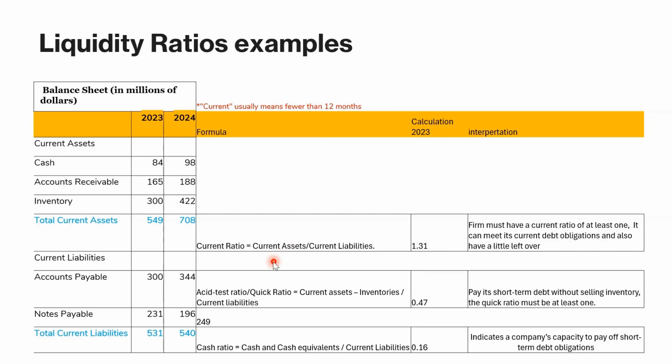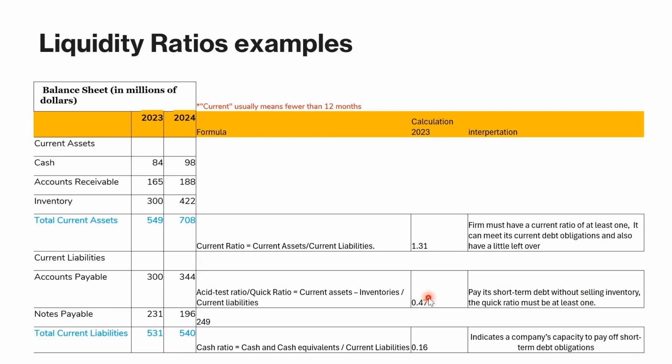At the same time, the acid test ratio or quick ratio is very important, which is current assets minus inventory. So I will deduct the inventory portion from the current assets and then divide by current liabilities. If I deduct it, my quick ratio will be 249 divided by current liabilities of 531, which comes to 0.47 here. This says whether short-term debt can be met without selling inventory, and the quick ratio should be at least one again.